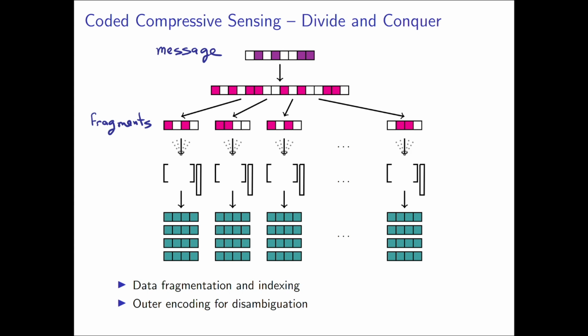These signals are then added over a multiple access channel, and in the original scheme, a CS solver is applied to every slot to recover a list of transmitted fragments. As a last step, the redundancy contained within the outer code is used to disambiguate messages from the collections of output from the CS solvers.